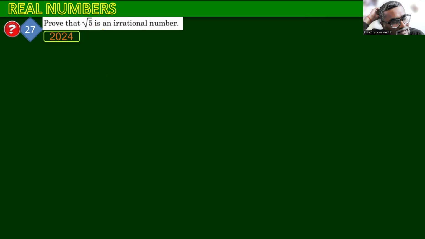Prove that root 5 is an irrational number. I know that you all know it, but still I'll write the statement for you.